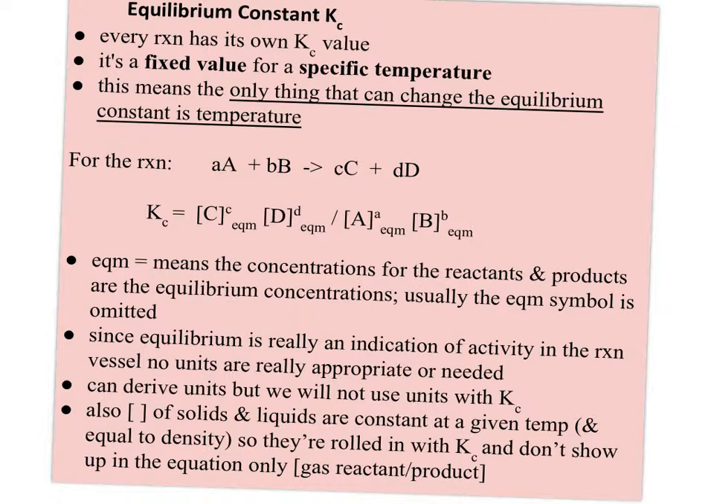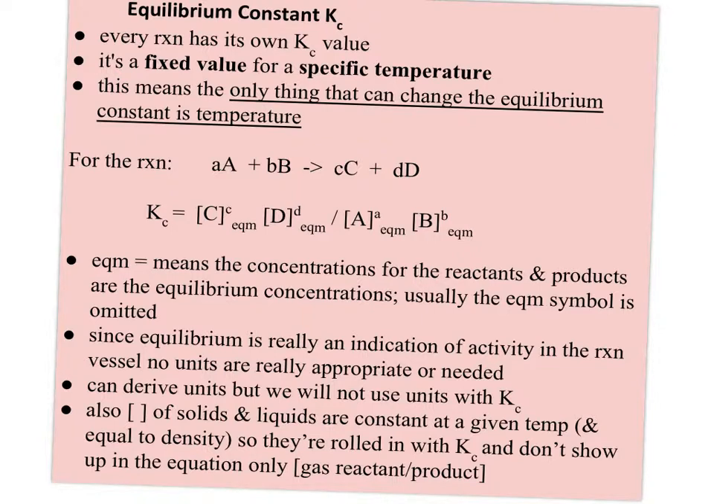Now I've got EQM next to each concentration value, and that simply refers to the equilibrium mixture. So, the concentration for each of those components in the equilibrium mixture. But usually we drop the EQM symbol off because it's a given that the equilibrium constant only applies when you have an equilibrium mixture.